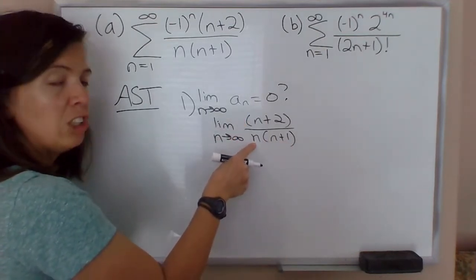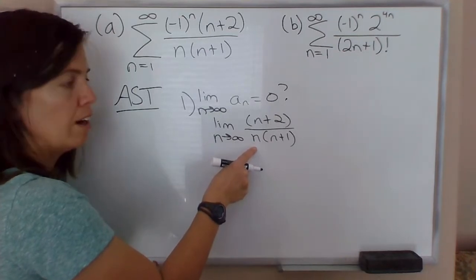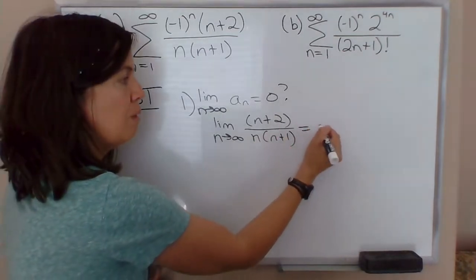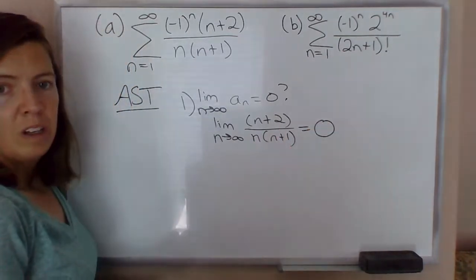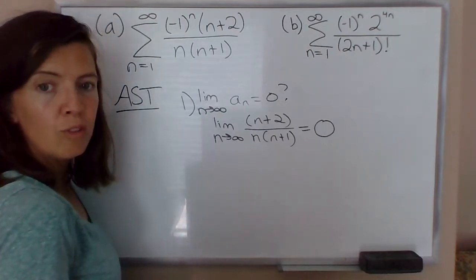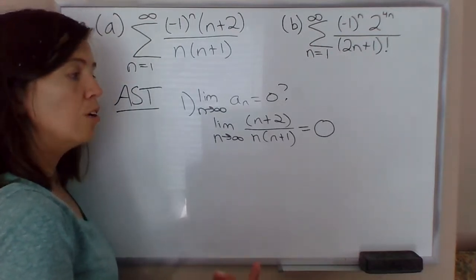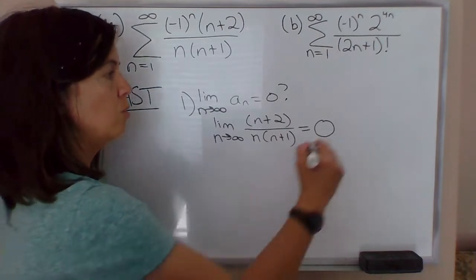When your rational expression is bottom heavy like this, higher degree on the bottom, then the limit is 0. So that's one of your rules, your shortcuts for limits of rational functions. You could also do L'Hopital's rule. So here, let me write out.